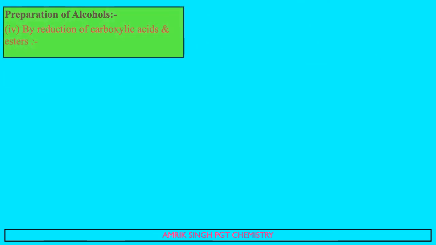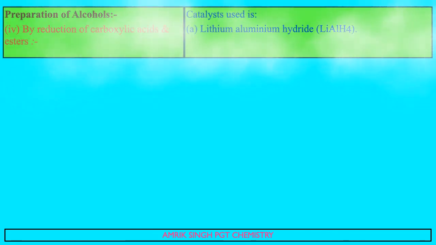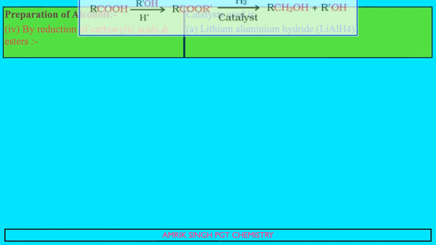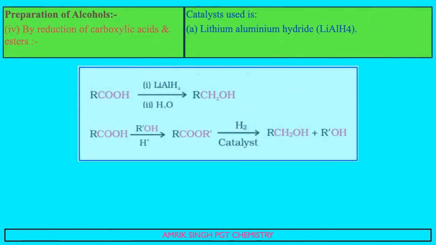Preparation of alcohol by reduction of carboxylic acids and esters. Here the reagent used is lithium aluminium hydride, and we can convert carboxylic acids into alcohol by using lithium aluminium hydride, but it is a very costly reagent.